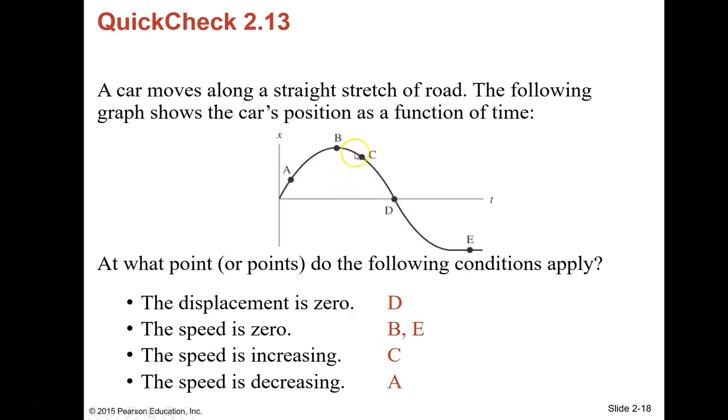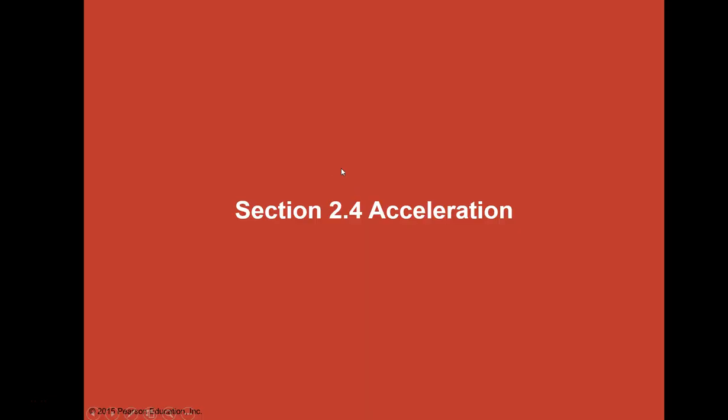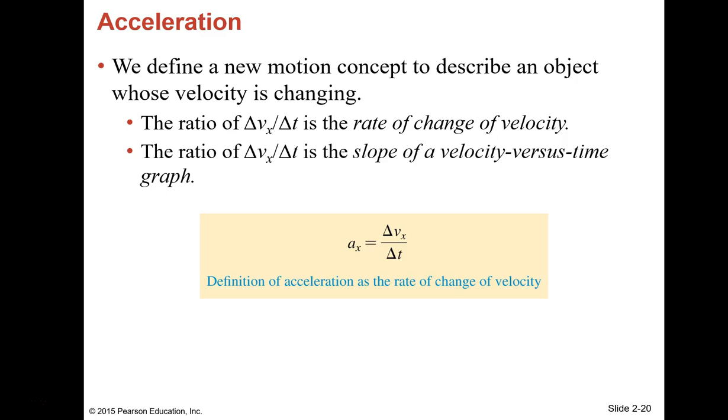It's increasing speed where it's getting steeper. Now some of you are saying, well, it's going down. Yes, it's a negative velocity, but the numeric value of the speed is increasing because the line is getting steeper, and the speed is decreasing where the line is getting shallower. Next piece is acceleration. We've looked at velocity as the rate of change in position. Acceleration is the rate of change in velocity.